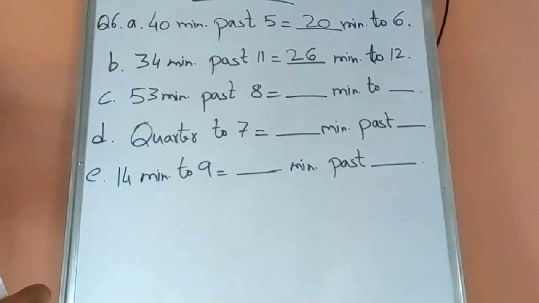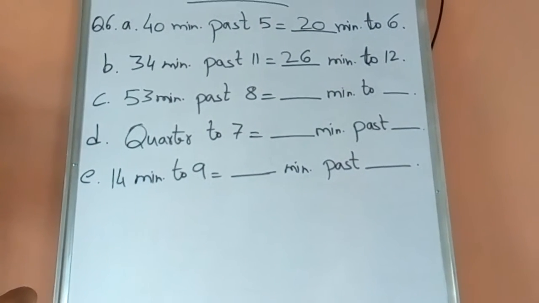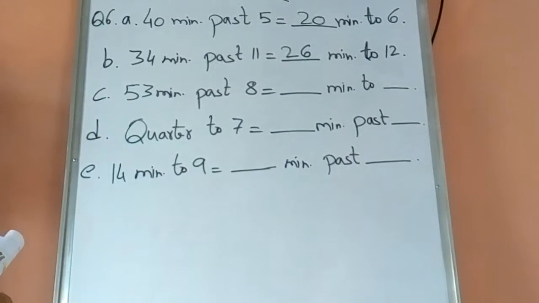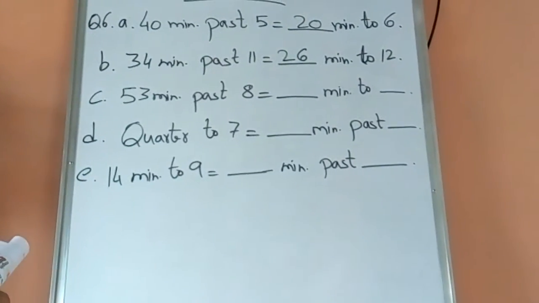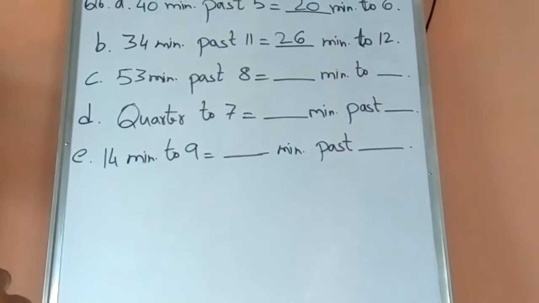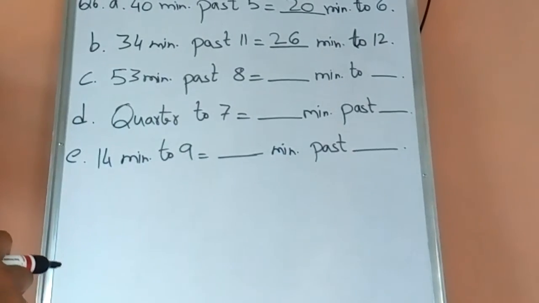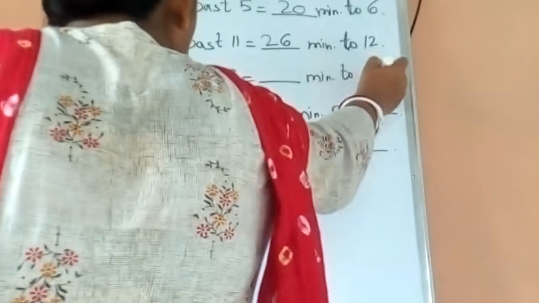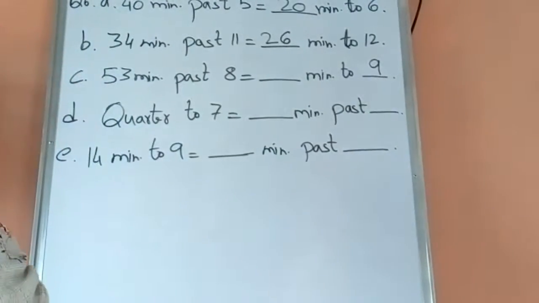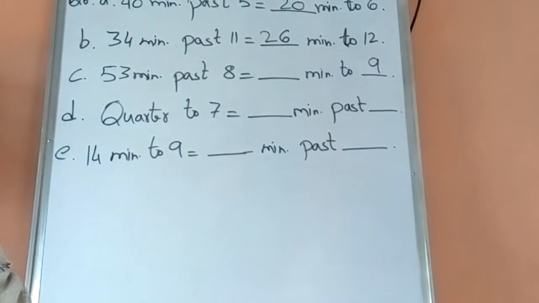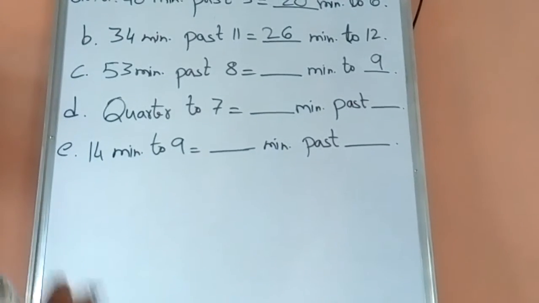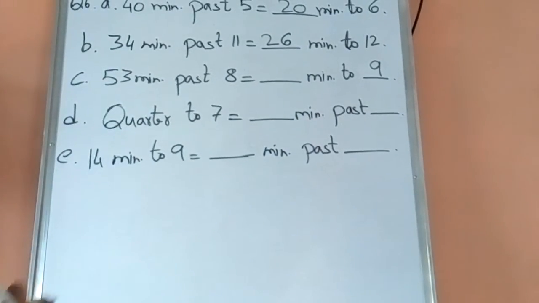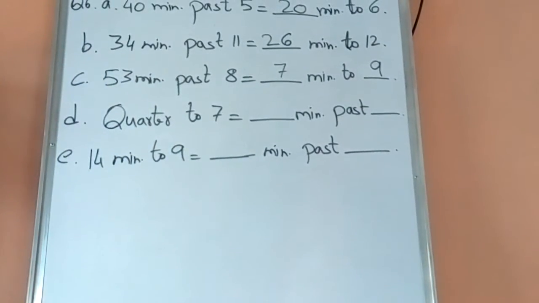Now next is 53 minutes past 8. And on that side it is written dash minutes to dash. That means the time is to be 9. So naturally it will be 9 here, and 53 minutes past 8. Okay. So how much time is left to be 9? Again subtract 60 minus 53. It will be 7. Okay. So 7 minutes to 9.